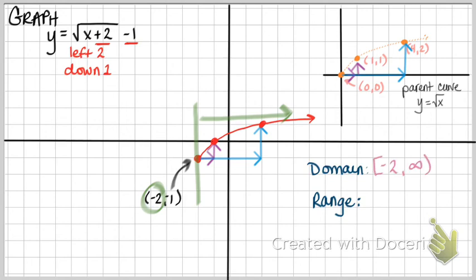When I'm thinking about range, we're thinking vertical. My range, the graph only goes as low as negative 1. Again, looking at that endpoint. And it's entirely above that value. So negative 1 will be the lower boundary. My range is negative 1 to infinity.